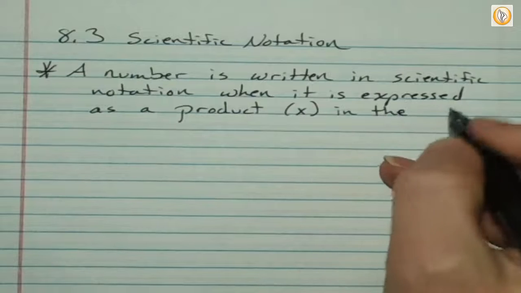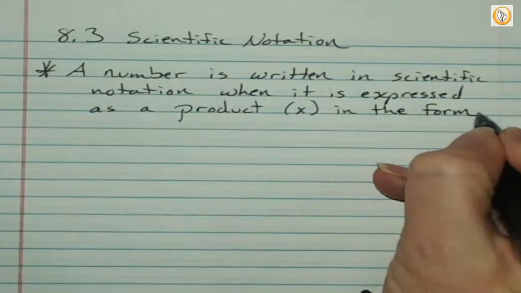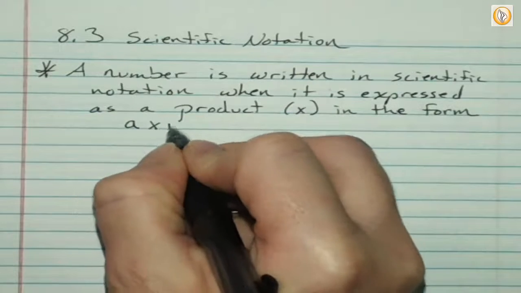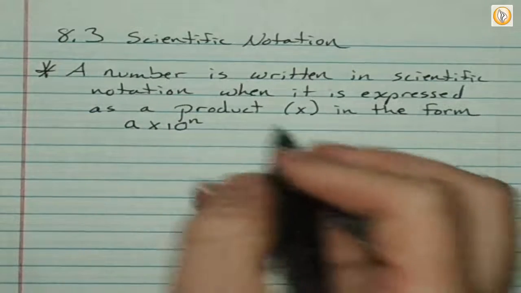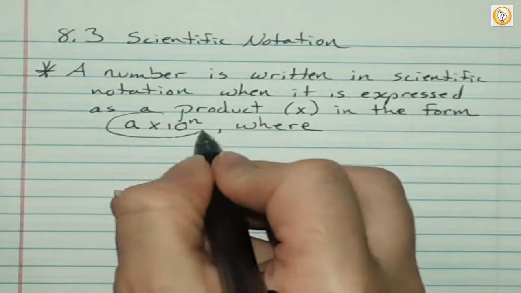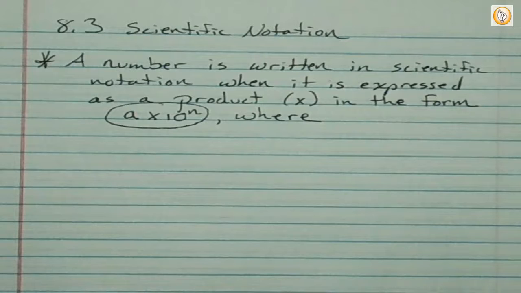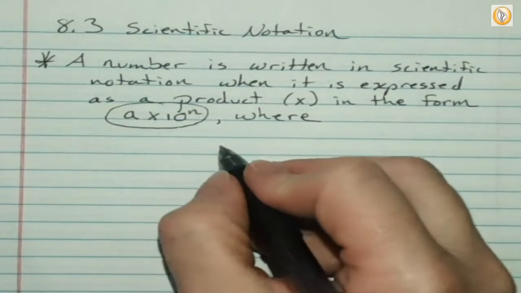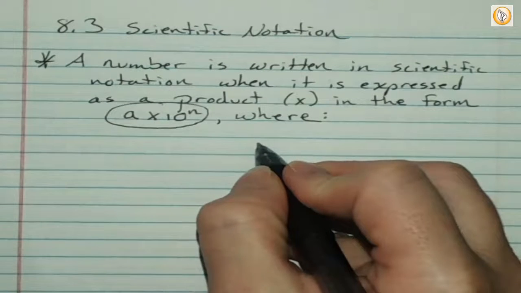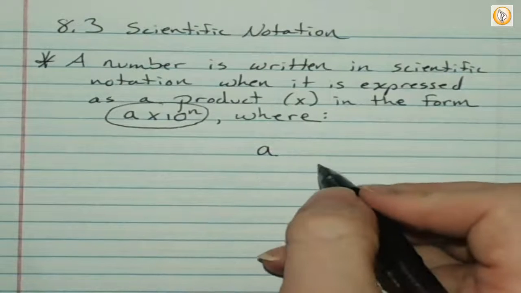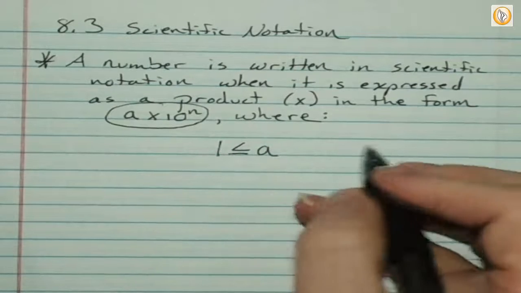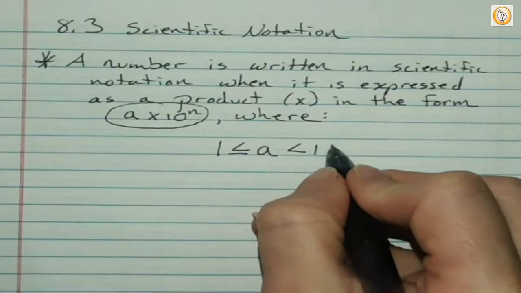In the form A times 10^n. I'm going to circle that. That's what scientific notation looks like. Now, what's really important, and I'm going to put a colon here, is this. A, and I'm skipping a line because this is really important. A is greater than or equal to 1, but it's also less than 10.